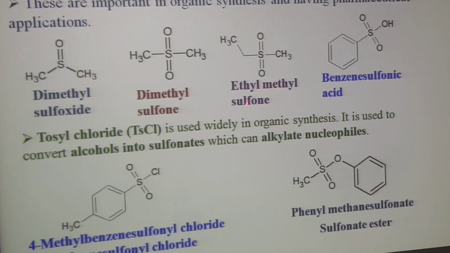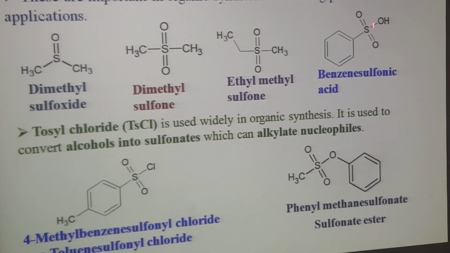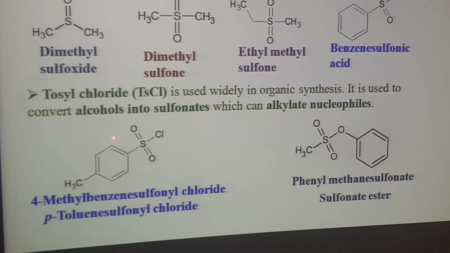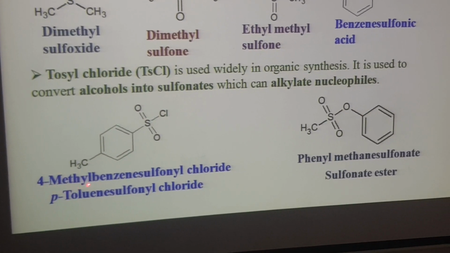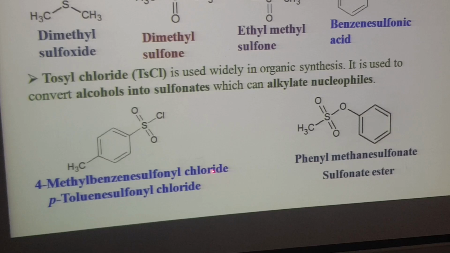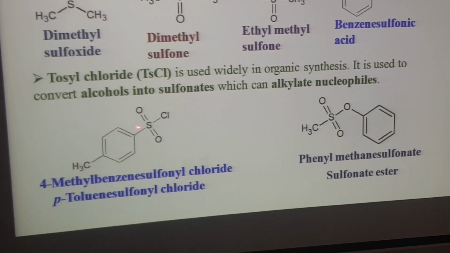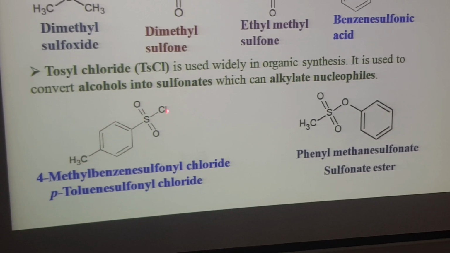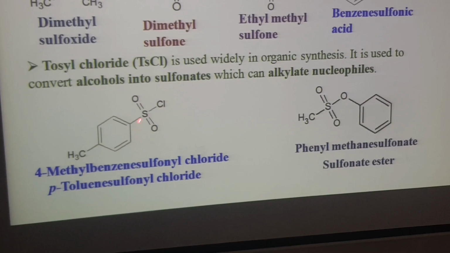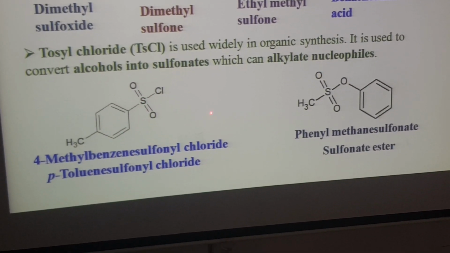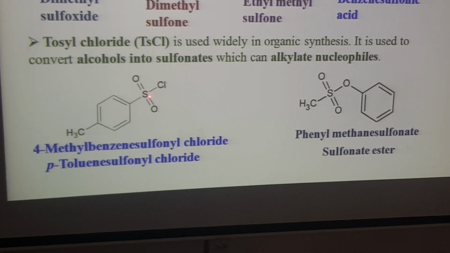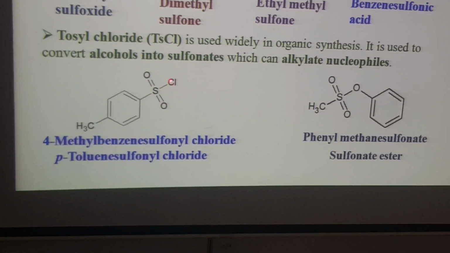So again, ethyl methyl sulfone, so it is benzene sulfonic acid. Commonly it is known as tosyl chloride. The name is 4-methyl benzene sulfonyl chloride, or sometimes known as para-toluene sulfonyl chloride. In this para-toluene sulfonyl chloride, the sulfur is electrophilic in nature, and nucleophilic groups like NH2 or OH attach at this sulfur and replace this good leaving group Cl.